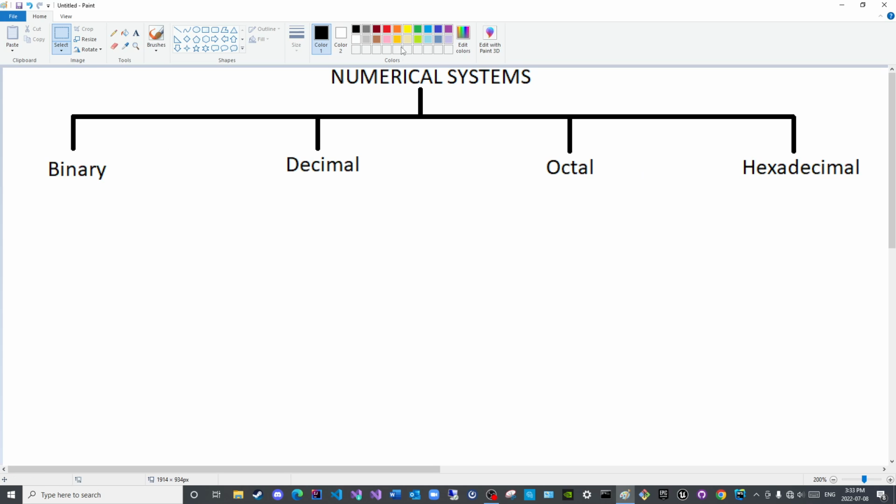So firstly, let us discover the bases for each numerical system. We will start with decimal because that is the one people are aware of.